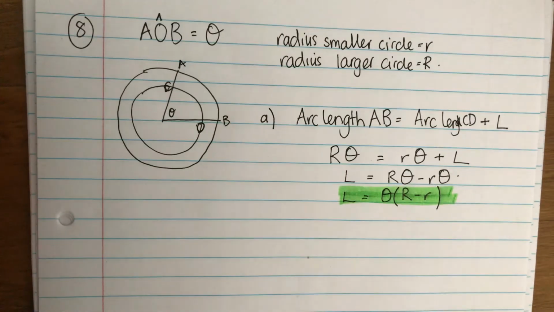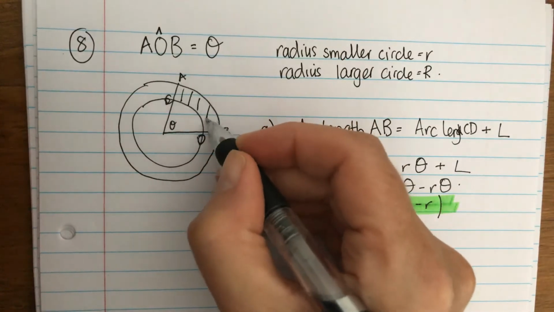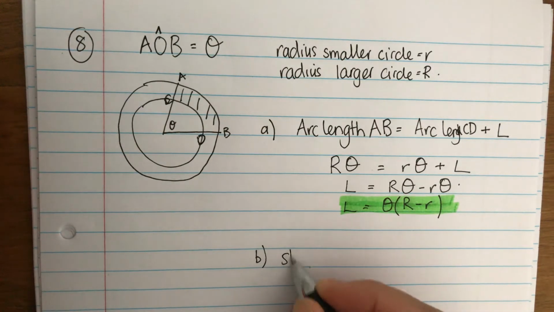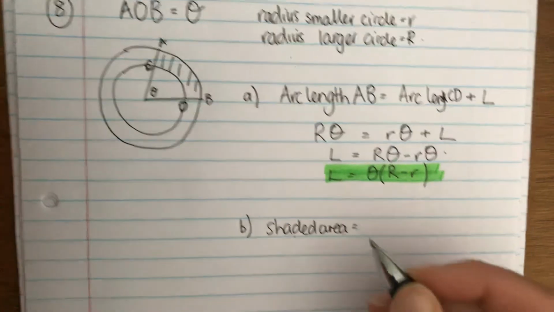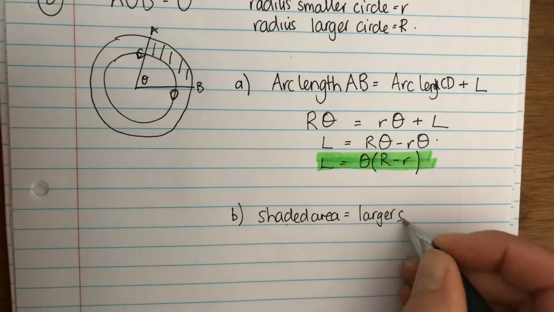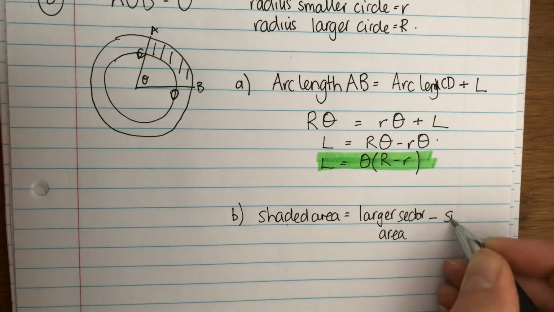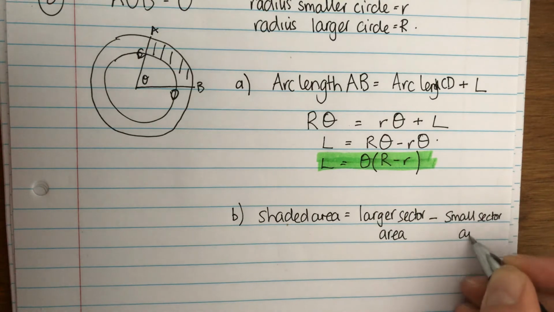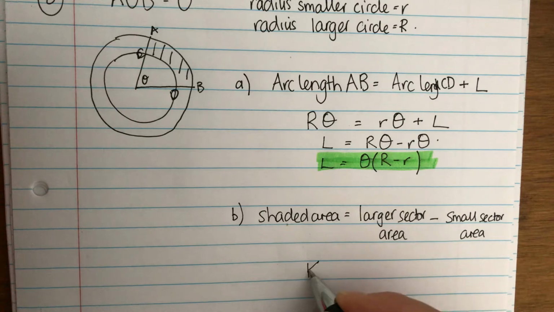We need to come out with our second expression. Now it says that that shaded area is K. Well, how do we get the shaded area? So shaded area is equal to the large sector area take away the small sector area. We're told that that shaded area is K.